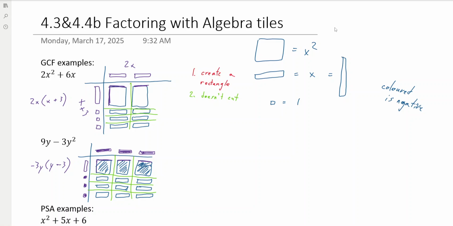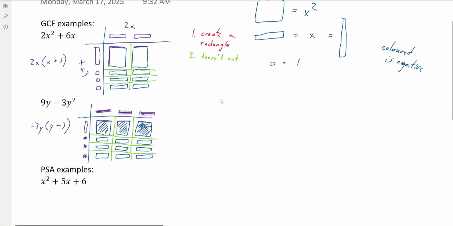Okay, so algebra tiles, kind of annoying. I know, I don't really love them either, but we have to understand what they are. So the key fact here is the outside are the factors. So here and here are factors, whereas this inside here is the product or the expansion or whatever.